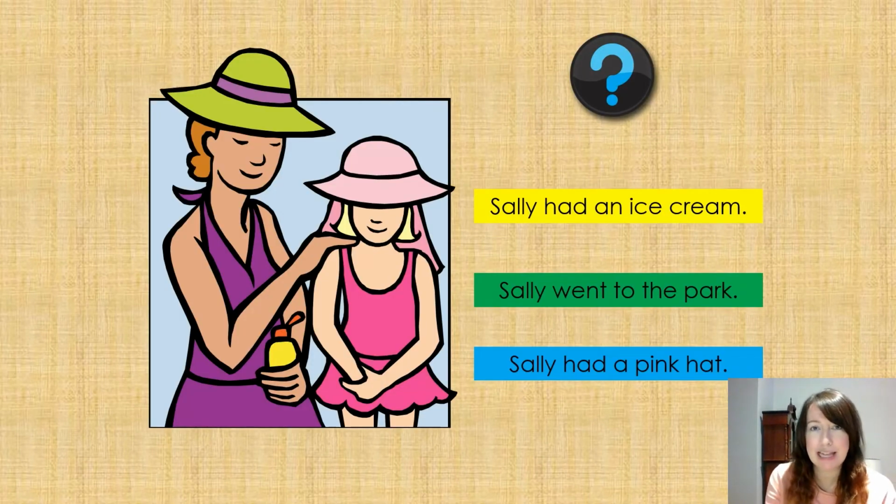I'm going to read them out to you to help you. I'm sure you can have a little go. The top one says, Sally had an ice cream. The green one says, Sally went to the park. And the blue one says, Sally had a pink hat. Now she could be at the park, she could be having an ice cream, but she is wearing a pink hat. Which do you think is the right answer?